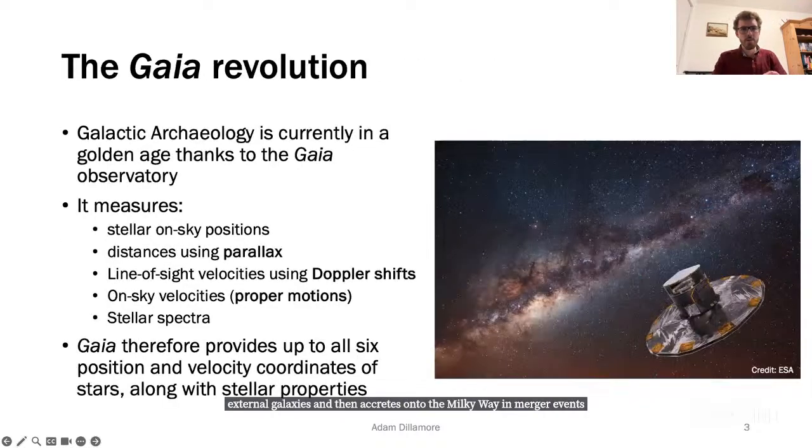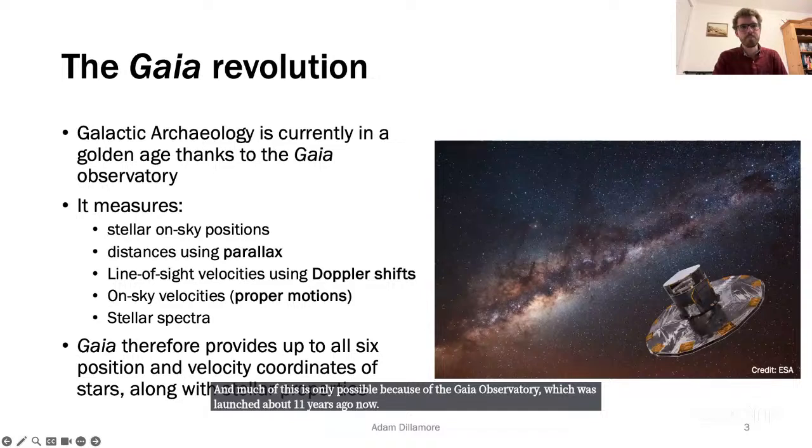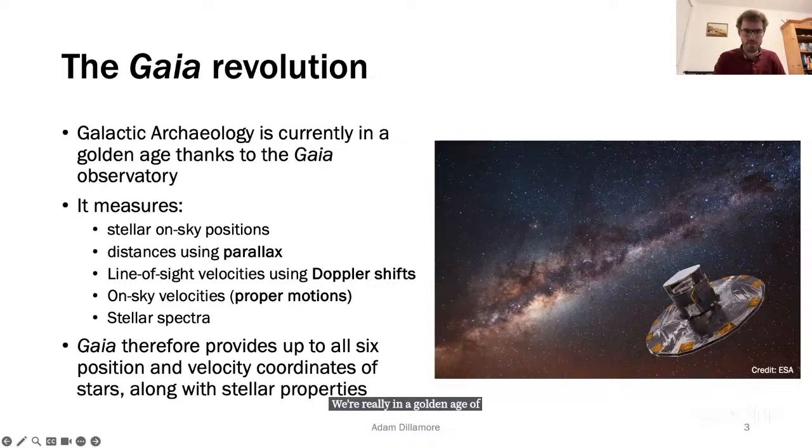Much of this is only possible because of the Gaia Observatory, which was launched about 11 years ago now. We're really in a golden age of galactic archaeology due to this extraordinary data that we have from Gaia. It measures a range of things, many of them dynamics related. It measures on-sky positions with extremely good precision.